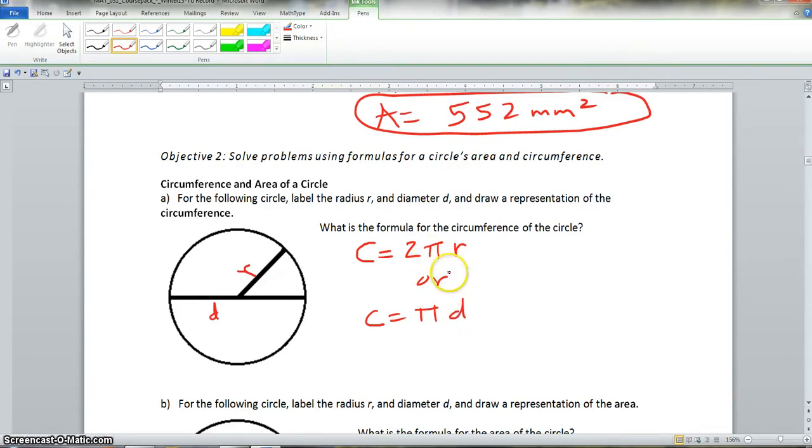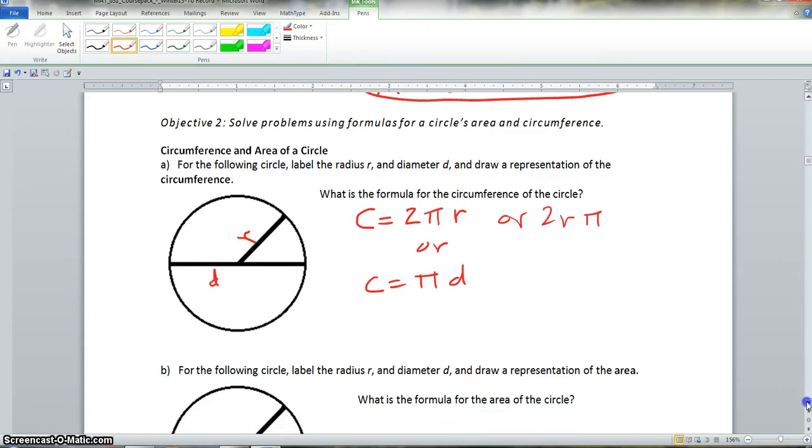Now the reason why both of these work is because we know double the radius will give you the diameter. So we have 2 times r, which would give you the diameter. And we know with the commutative property of multiplication that it doesn't matter the order the factors are in. So if you said 2 times pi times r, or if you did 2r times pi, you still will get the same answer. And we know 2 times the radius will give us the diameter.